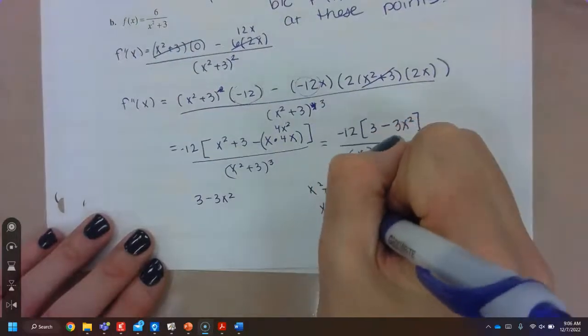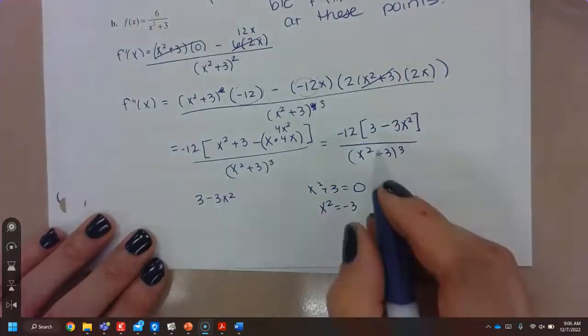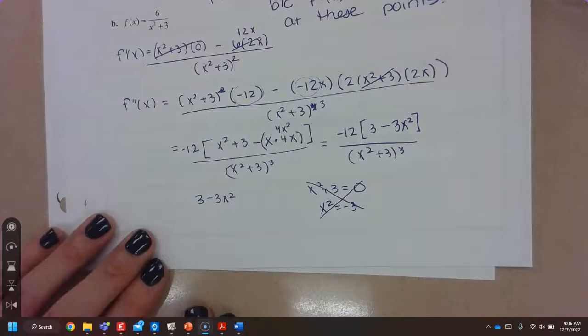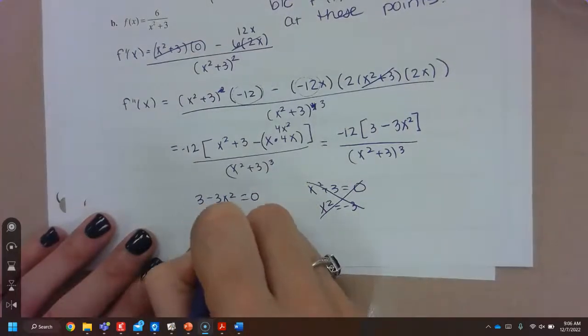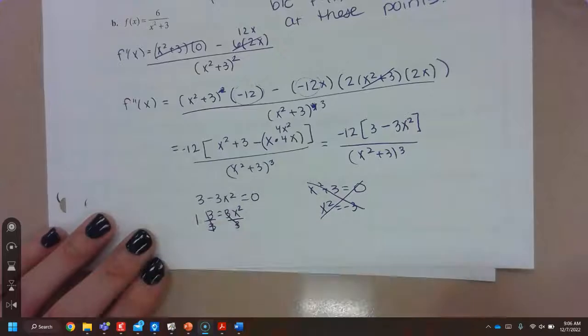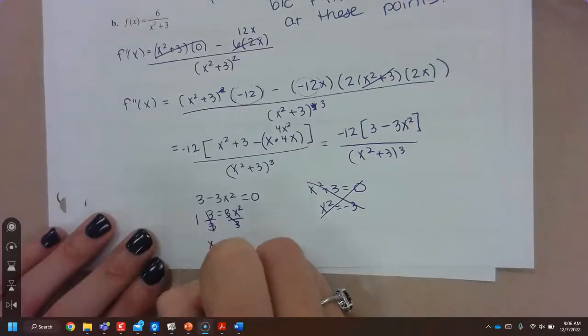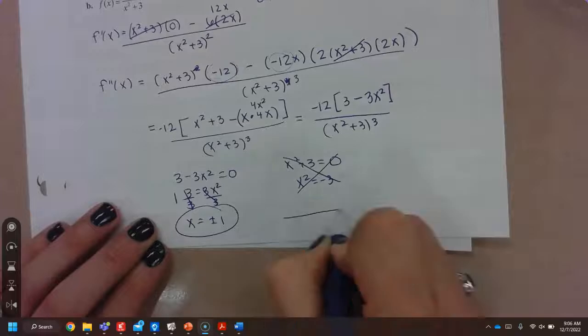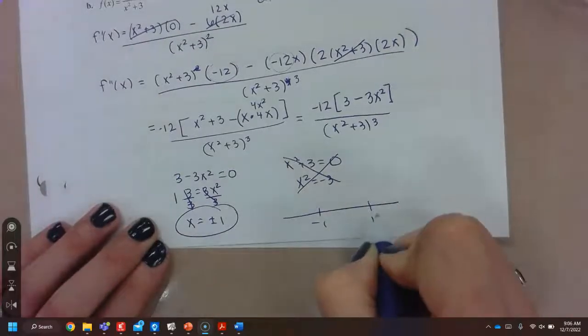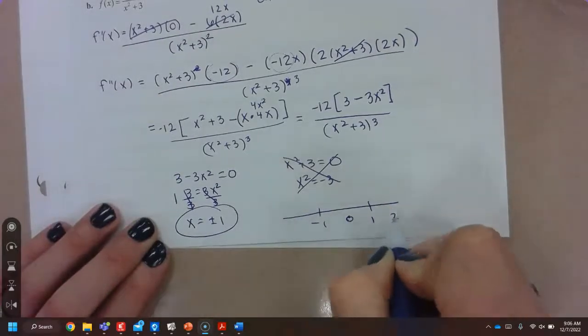And you end up getting x squared equals negative 3, which is imaginary. So there are no points in which this derivative does not exist. So goodbye denominator. And then in the numerator, you get 3 equals 3x squared. So dividing by 3, you get 1. So that means x equals plus or minus 1 are my critical points. So then on my number line, I'm going to look at 0, 2, and negative 2.